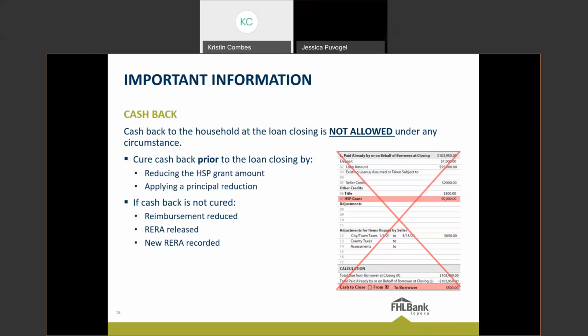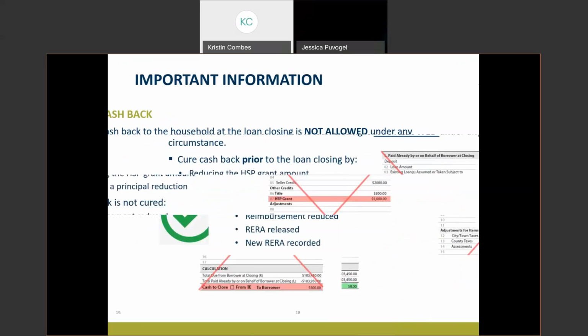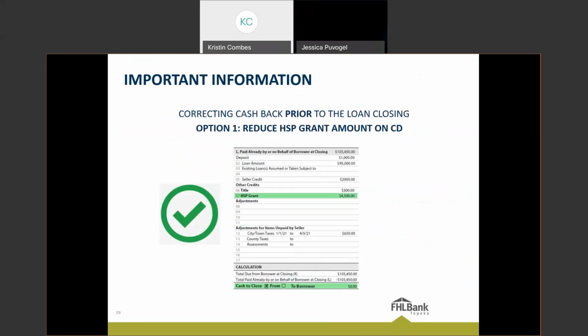This is not how your institution has to correct the CD. You should correct it per your institution's policies and procedures. The first option is reducing the grant amount on the CD. In Section L, highlighted in green, the HSP grant is reduced from $5,000 to $4,500, resulting in zero due at closing.